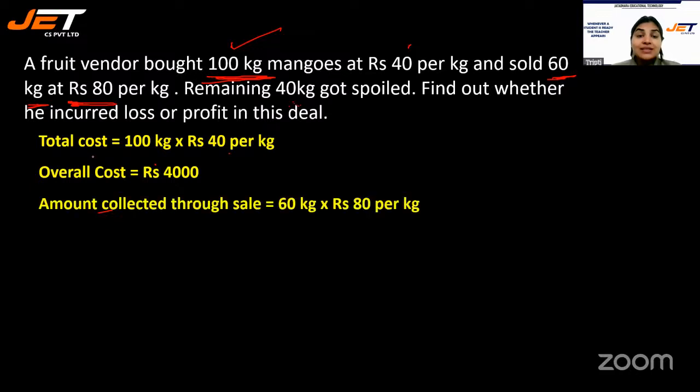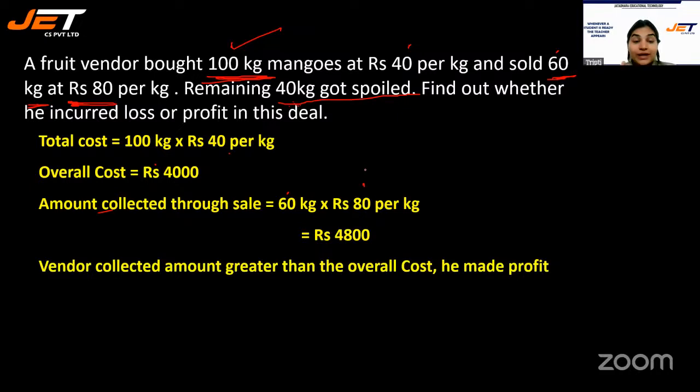Now, amount collected through sale. He just sold 60 kilograms because 40 got spoiled, it's written. So he just sold 60 kilograms, but at 80 rupees per kg, like the double amount. So 1 kilogram for 80 rupees, so 60 kilograms for 60 times 80 rupees. 60 times 80 is 4,800. 6 eights are 48 and 00, 4800.